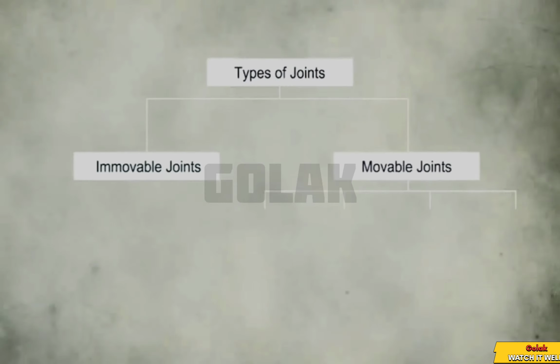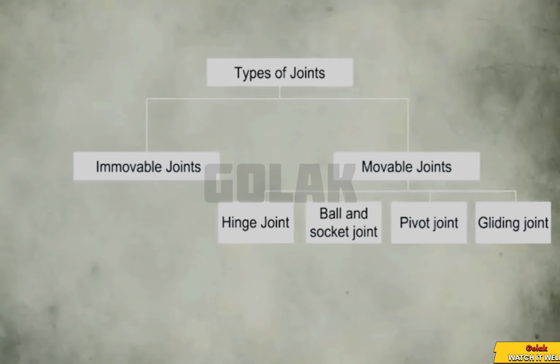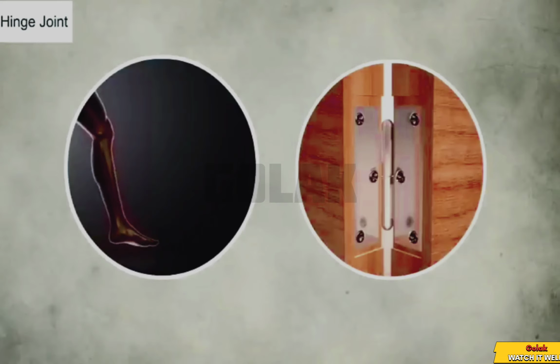Movable joints are further of four different types. They are hinge joint, ball and socket joint, pivot joint, and gliding joint. Let us learn about these joints one by one. Let us first learn about the hinge joint.